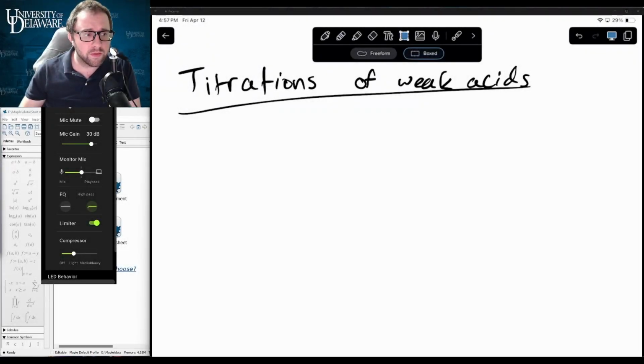All right, so we're going to talk about titrations of weak acids. If you are in standalone, you will have a lab on this. If you are in integrated, then you will be spared from this to some extent.